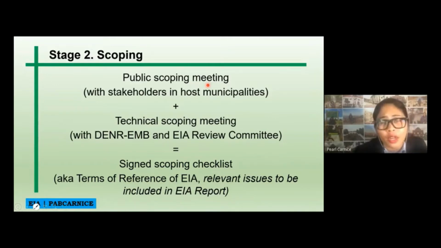You can actually do a second public scoping or a third public scoping, and the DNR-EMB and the EIA review committee will help you at some point as to how to, I don't want to use attack, but how to strategize with your public scoping. So there are cases where public scoping might take a few rounds, because the stakeholders will be laying out their problems and issues, and then you also have to lay down what the mitigating measures will be for their issues and concerns.